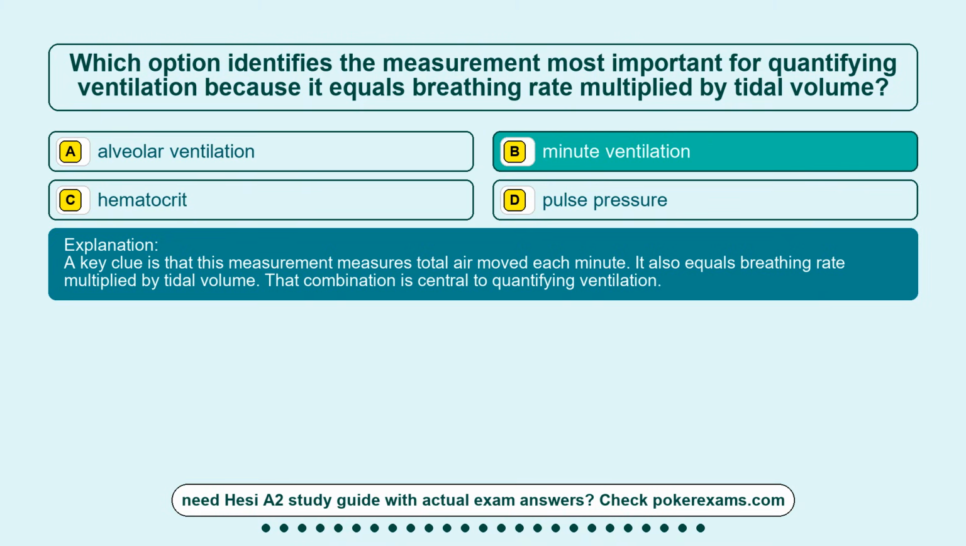A key clue is that this measurement measures total air moved each minute. It also equals breathing rate multiplied by tidal volume. That combination is central to quantifying ventilation.